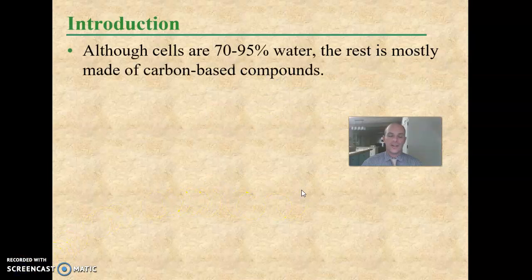As we can see here, and you should already know, cells are majority water. 70-95% is the actual chemical compound breakdown. However, the rest is made up of carbon-based compounds. And when you hear carbon, carbon means organic. Not like the grocery store.